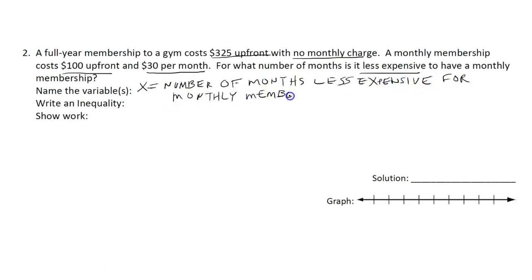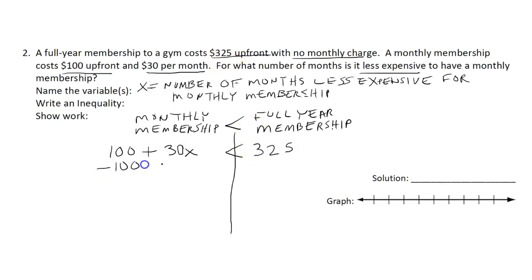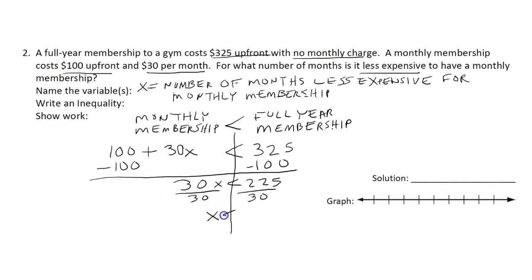To set up our inequality, we need to remember that it needs to be less expensive for a monthly membership. So we'll write monthly membership is less than a full year membership. A monthly membership costs $100 up front plus $30 per month, or 30 times x. The full year membership costs $325. This gives us a simple inequality to solve. Subtract 100 from both sides of the inequality. This gives us 30x is less than 225. Divide both sides by 30, for x is less than 7.5.